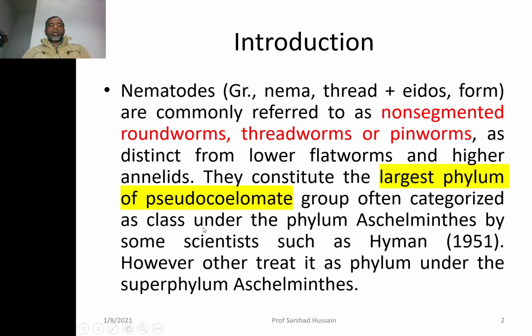They are often categorized as a class under phylum Aschelminthes. If you look at the classification of Hyman, he treated the nematodes as a class under phylum Aschelminthes, whereas other scientists have treated it as phylum Nematoda under the superphylum Aschelminthes.